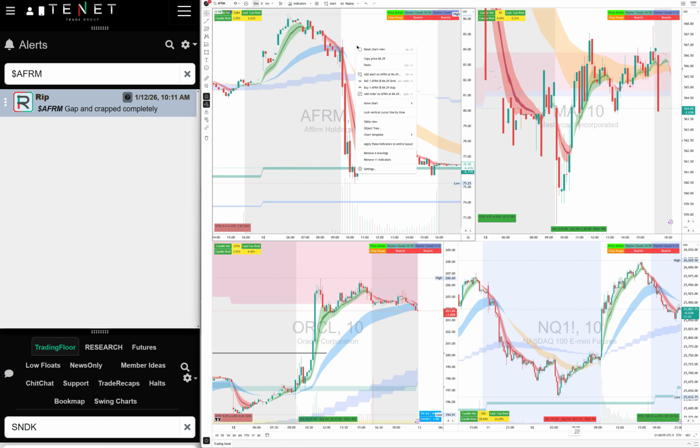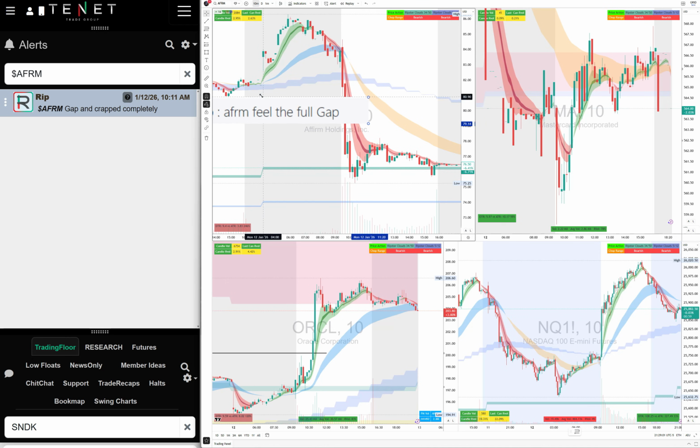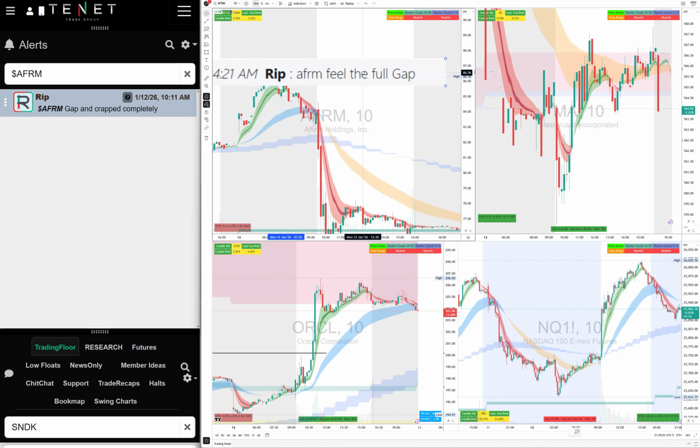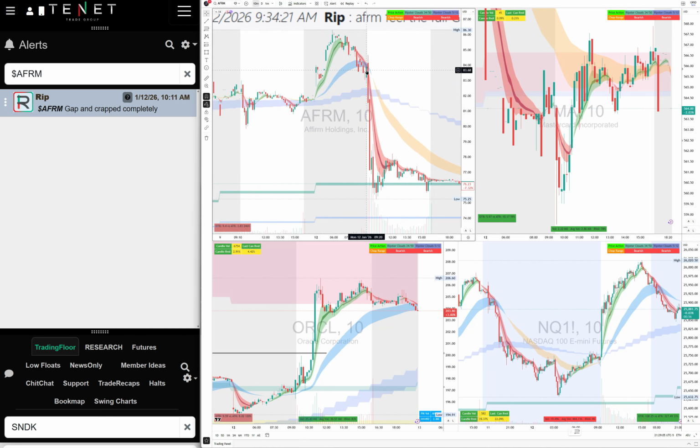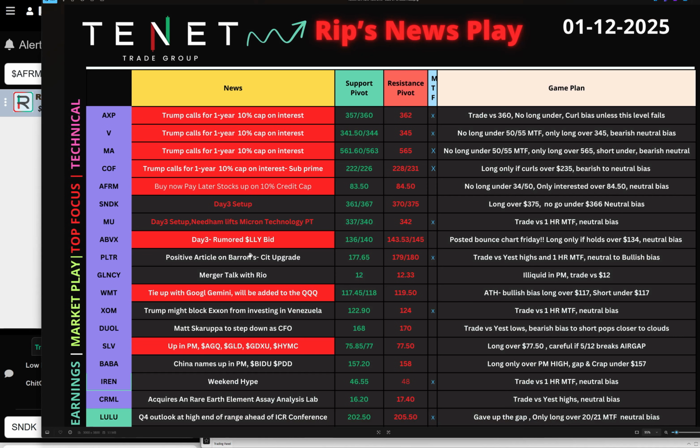All right, so this was AFRM, right? Breaking the 512s, breaking the clouds, breaking the MTF clouds. It's gapping up. Why is it gapping up? Let's look at the pre-market game plan. AFRM was gapping up because buy now, pay later stocks were up on the 10% credit cap. So the investors were thinking maybe because credit cards are bad, now maybe we do the buy now, pay later. So AFRM was gapping up.